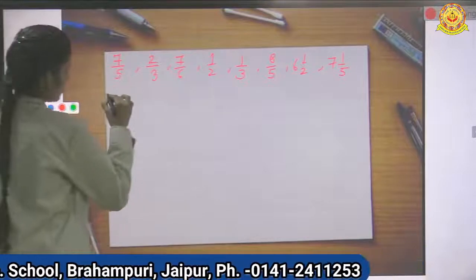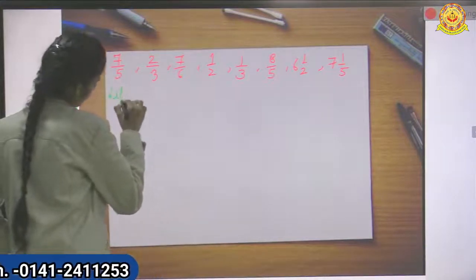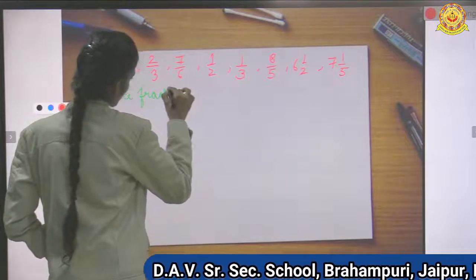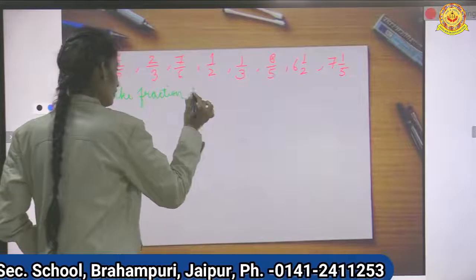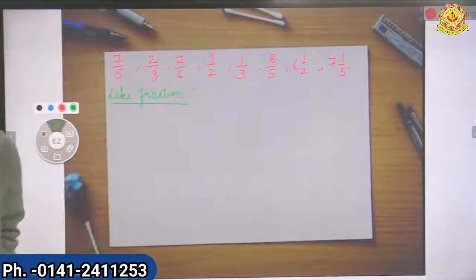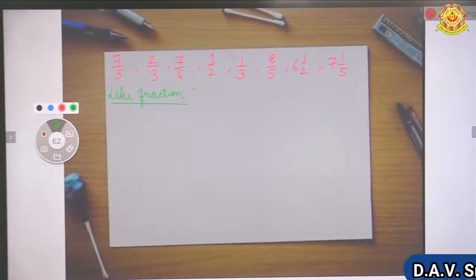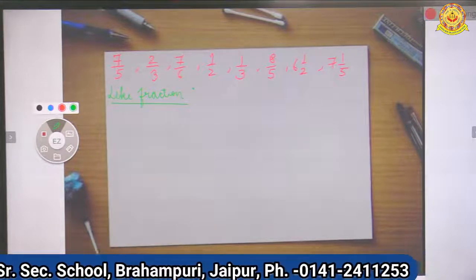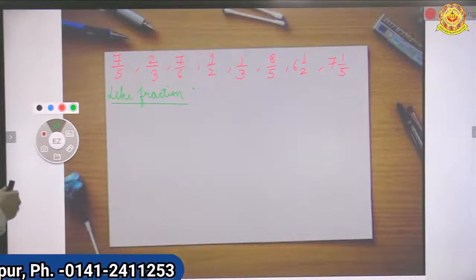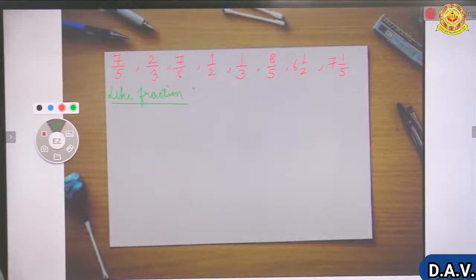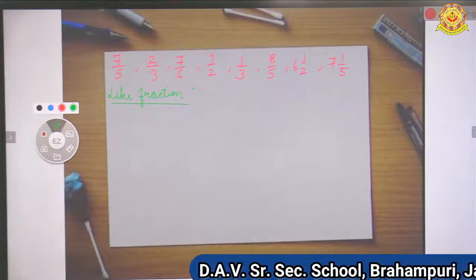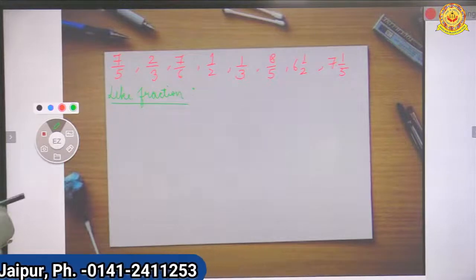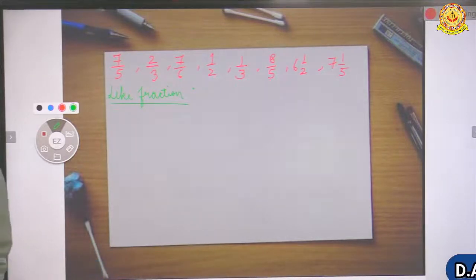First, I am asking you about like fractions. All of you know the meaning of like fractions. Just tell me out of these examples how many like fractions we are having. Speak up. 2. Okay, now speak up the fractions only. 7 upon 5 and 8 upon 5. Any other? And 1 upon 2. 2 pairs we are having.